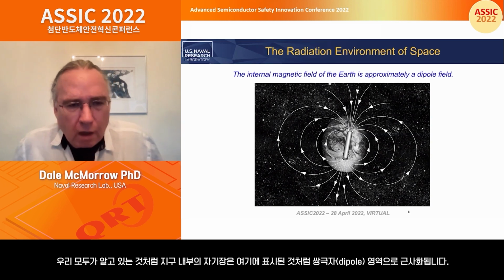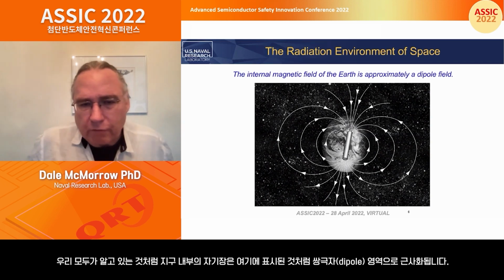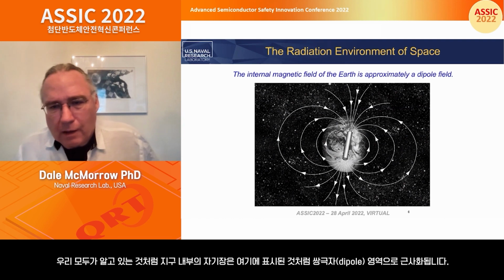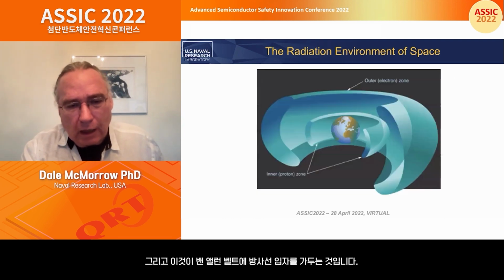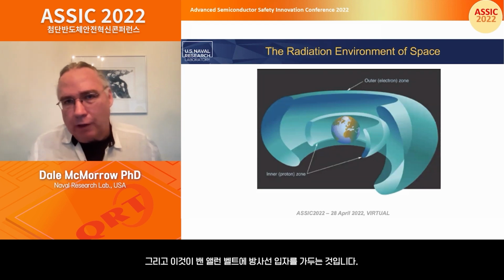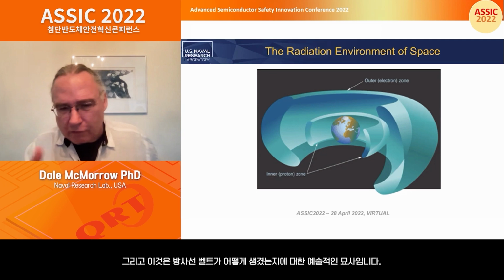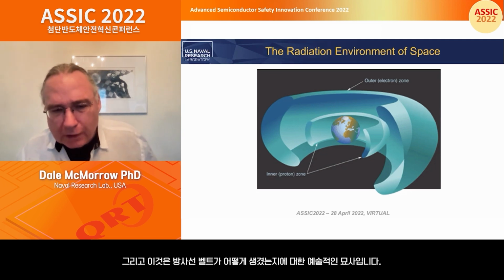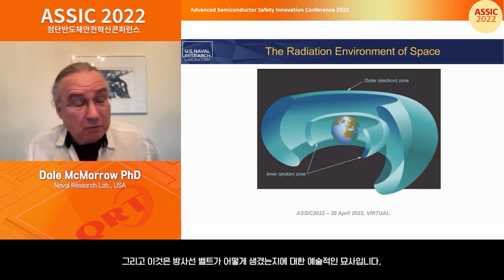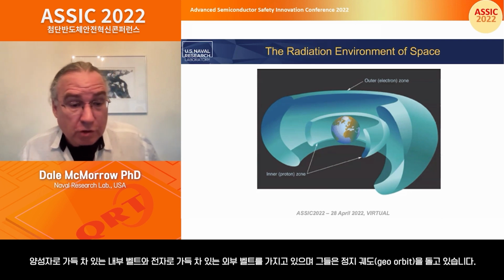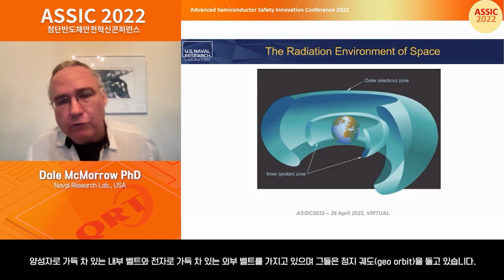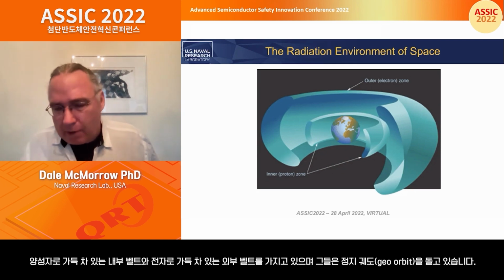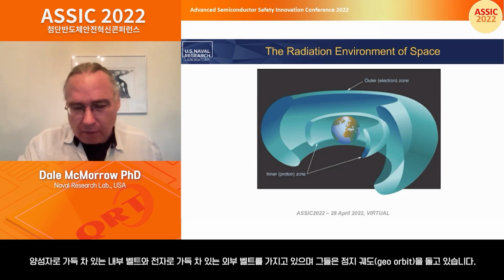Very basic. We all know that the internal magnetic field of the Earth is approximated as a dipole field, as shown schematically here. And then this is what traps the particles in the Van Allen radiation belts. And this is an artist's depiction of what the radiation belts look like. You've got the inner belts, which are dominated by protons, or the inner belt, and the outer belts that are dominated by electrons. And they go out to geo orbits.